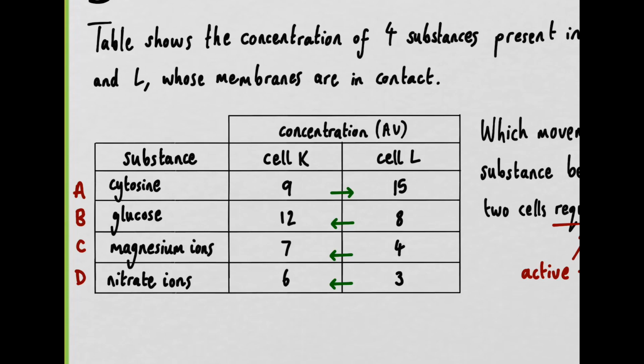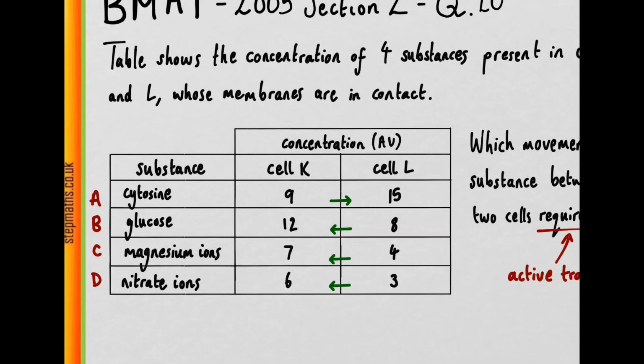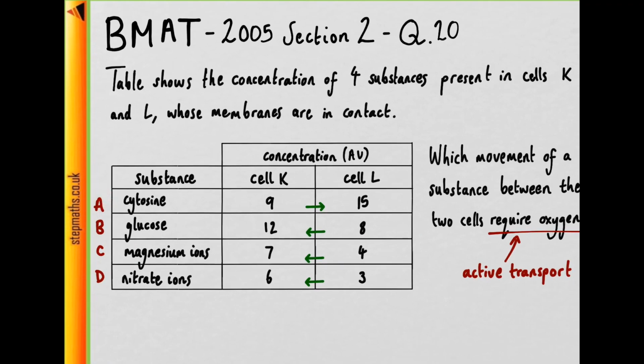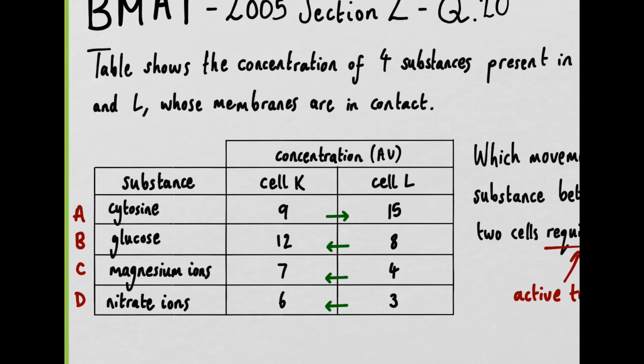Okay, now let's think about what our statements A to D actually say. Statement A says that this movement will be of cytosine from cell L to cell K. Now we can say that this movement would not be active transport since these arrows are going in opposite directions. This reflects normal diffusion down a concentration gradient. Moving on to statement B, which describes the movement of glucose from cell K to cell L. So this again would be down a concentration gradient and therefore would not be active transport.